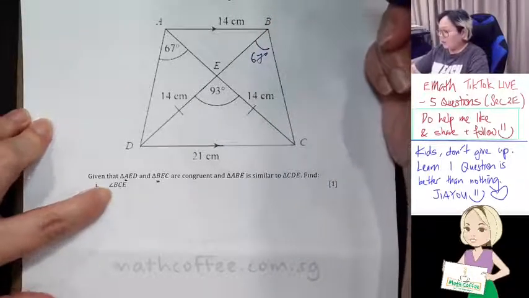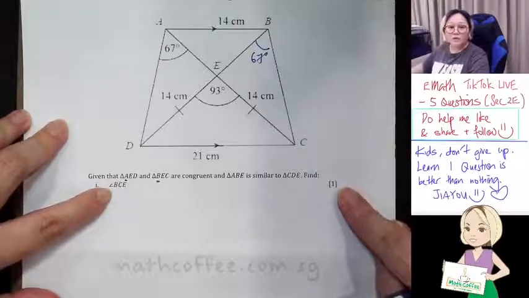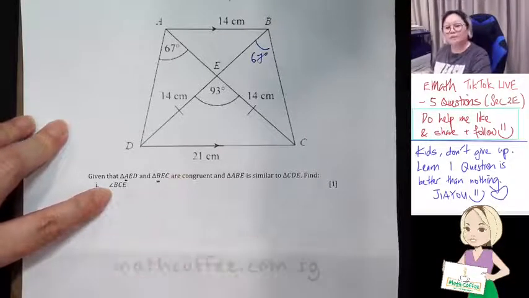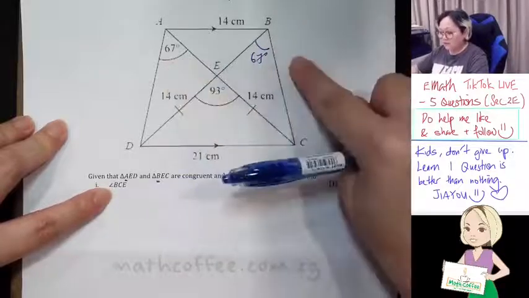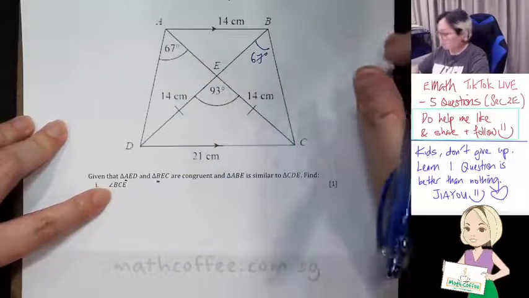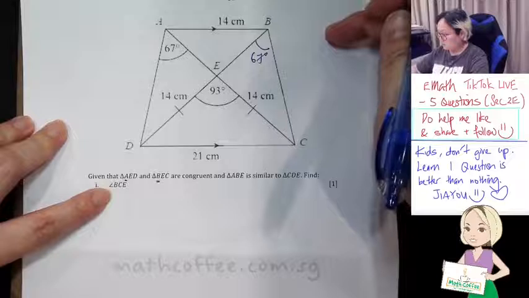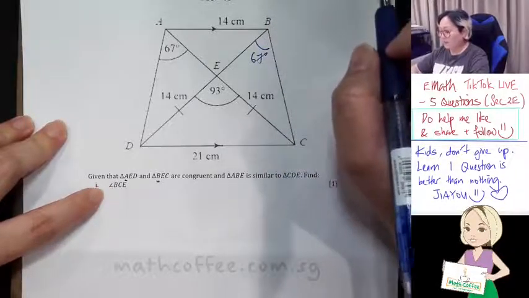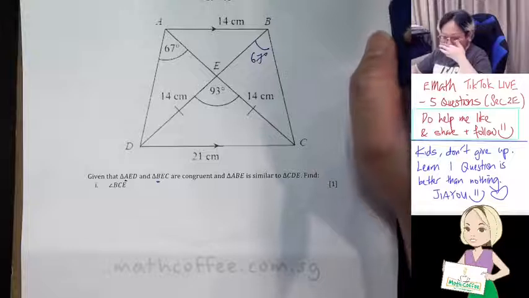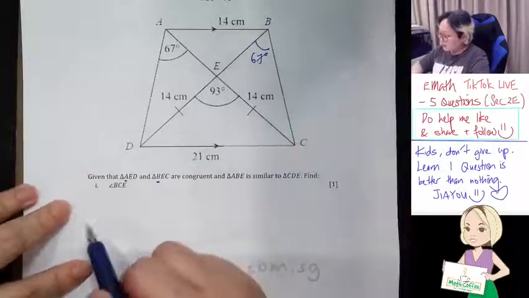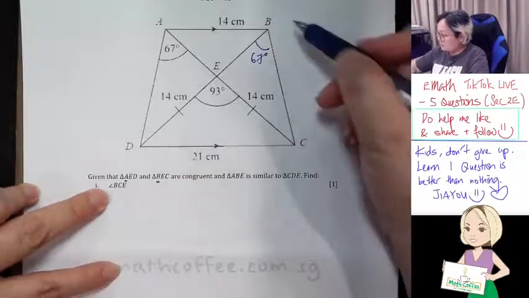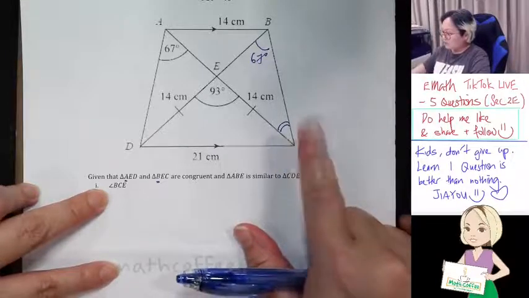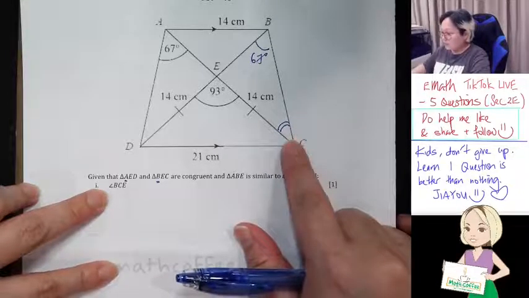Okay? They ask you to find BCE and it's only 1 mark. So it means that I don't have to write the reason and everything, no need. You understand? So I know this is 67. No, I don't know. I never get my ABD yet. How will you get ABD? Okay, so next is they want BCE, right? Your task is to find this one.